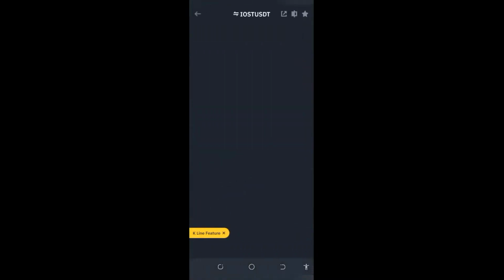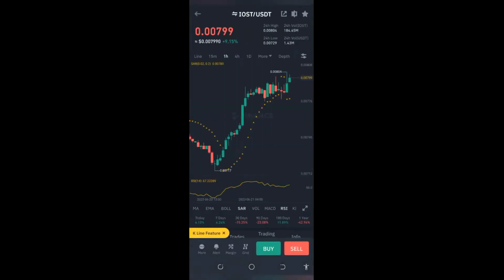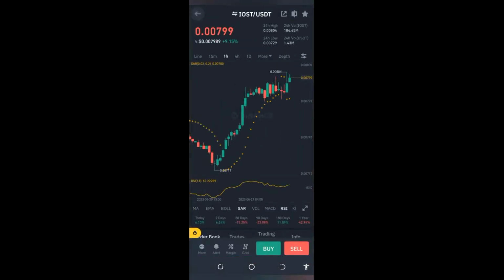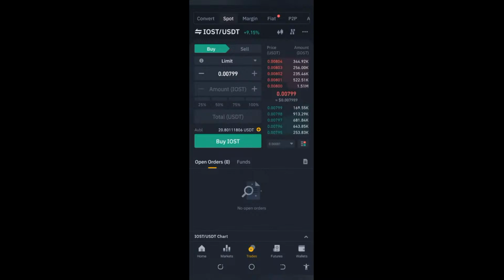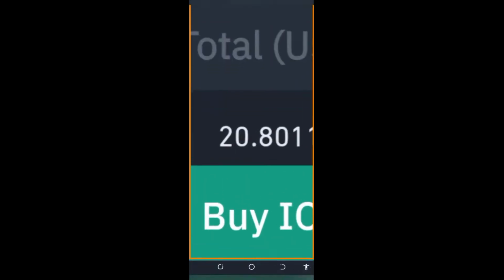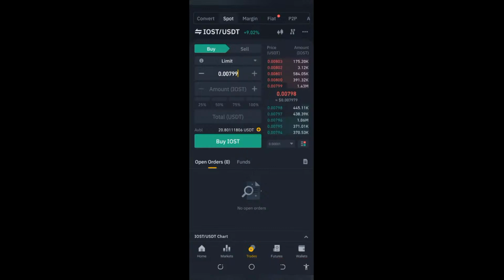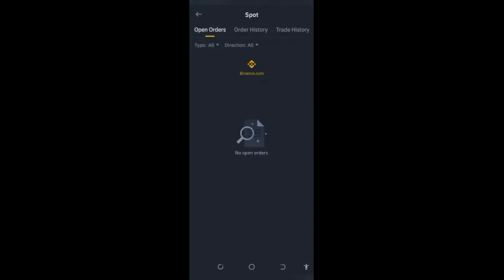Wow, what happened to IOST? It went all the way up. Look at it. Look at this. Something actually happened. Wow, but that actually favored us, really, because now we've been able to make 80 cents over our $20. Oh my gosh, this is beautiful. Yeah, let's go and check what happened here.